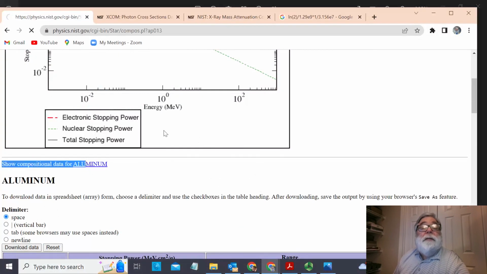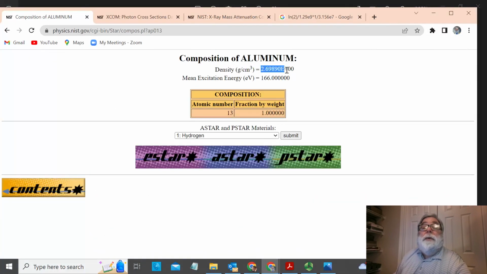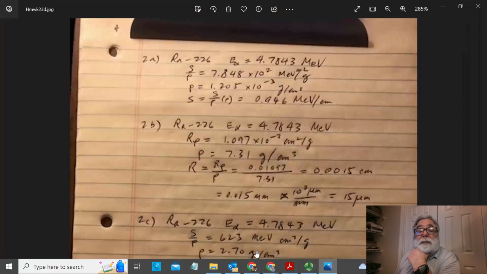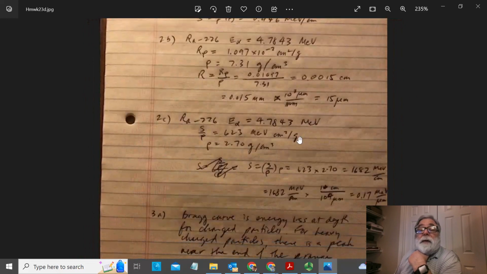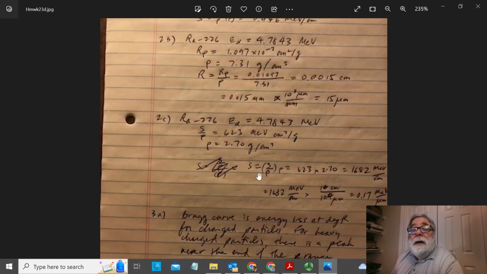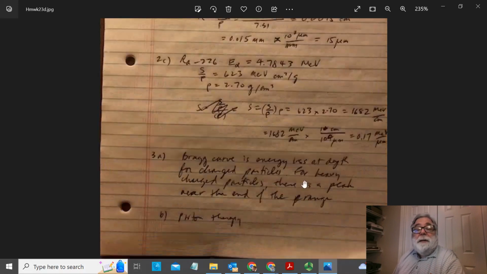is, I need to know the density of aluminum they used. It's 2.700. So I'm going to use that number, and I got 2.0. Multiply those together, and there it is. I get 1682. That's too many digits. MeV per centimeter. Or if I do it in microns, it's 0.17 MeV per micron. 168 keV per micron. Okay, what's question 3?